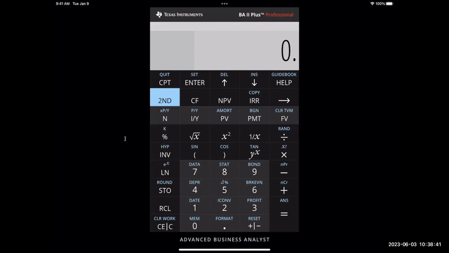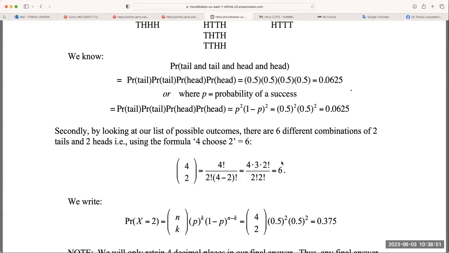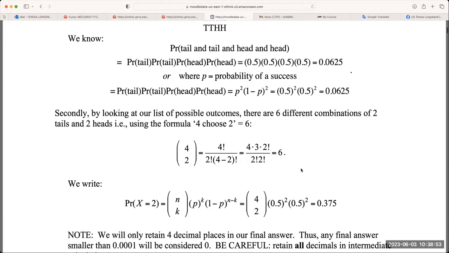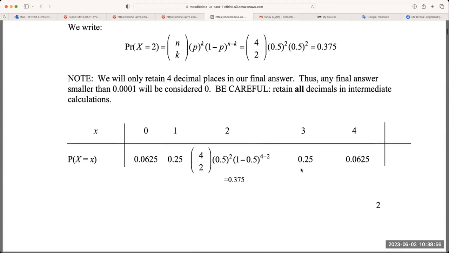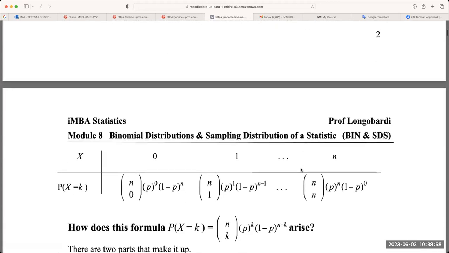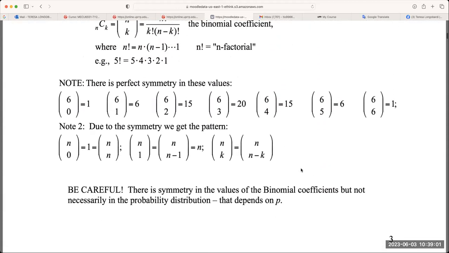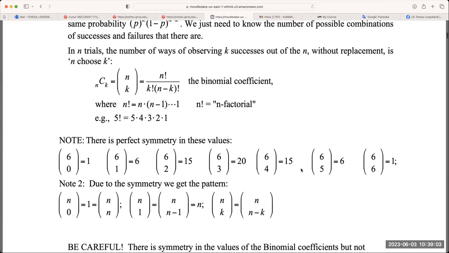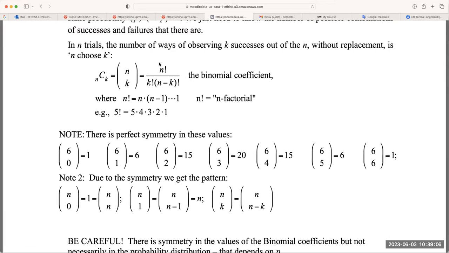So that's called the binomial coefficient. Going back to the notes now. So this is called the binomial coefficient. Let's just say a few things about this. This is the formula. This is the formula your calculator is using.